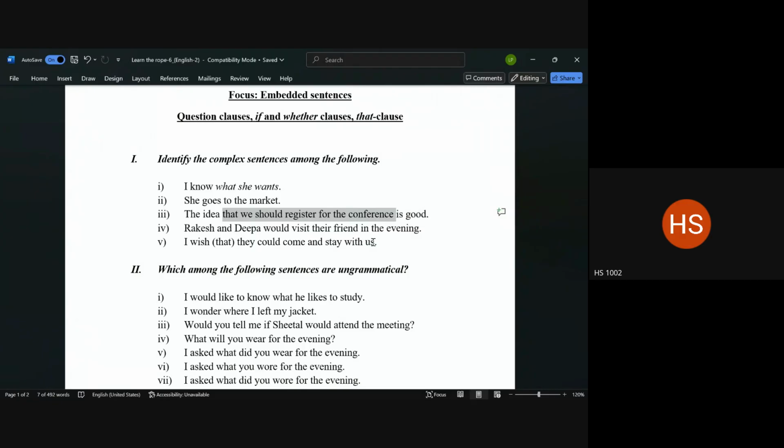Why would you add that to the idea that is good? It is an incomplete sentence, right? That is not doing any function there. It's an ungrammatical entity. If you add that to it, then you won't have a grammatical sentence. That is there only to join the part we should register for the conference with the idea. We need that to perform its function, and the sentence should also be grammatically correct.